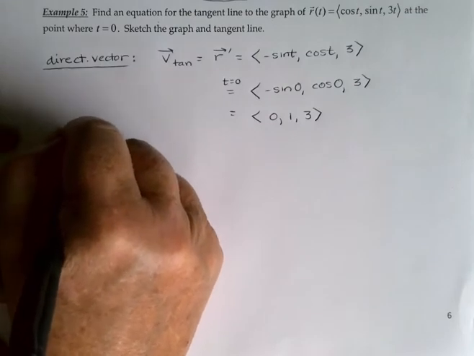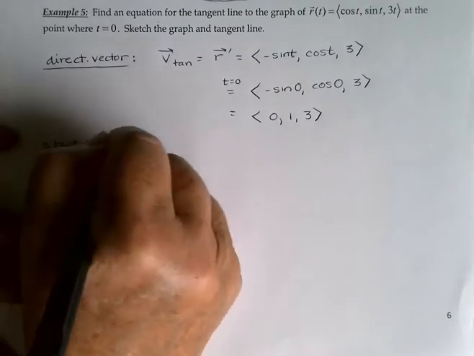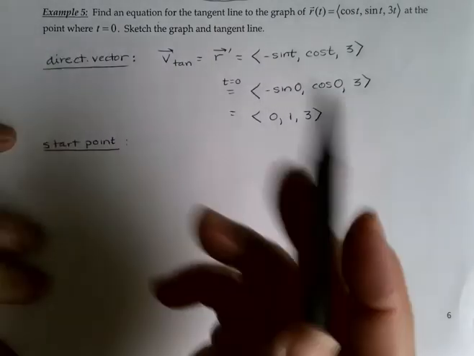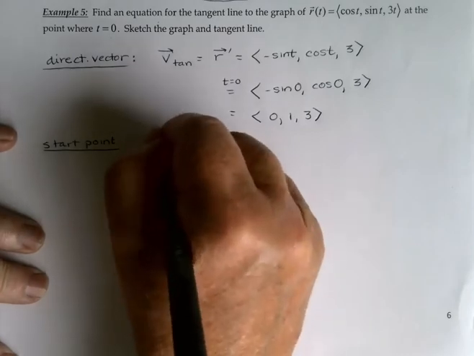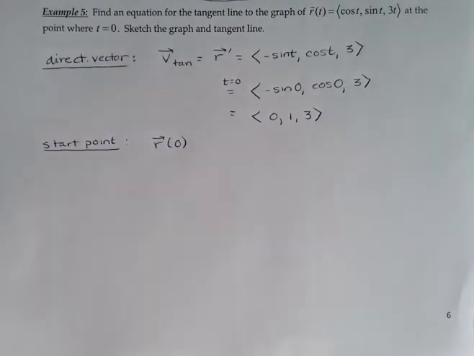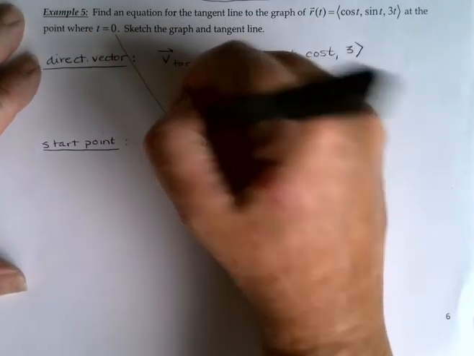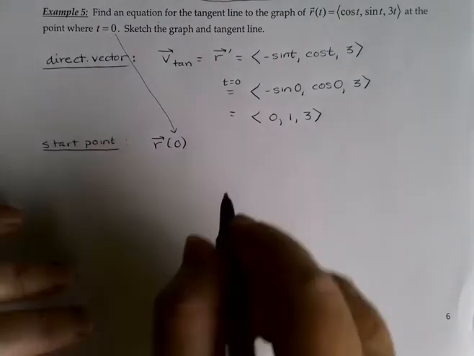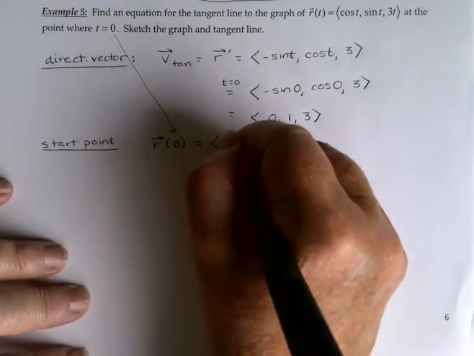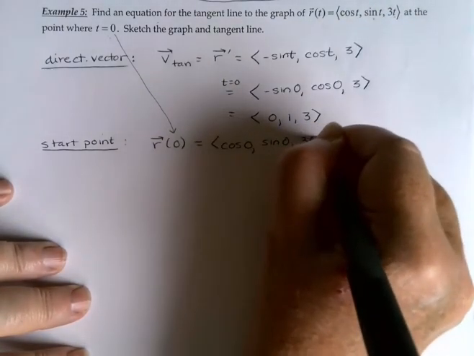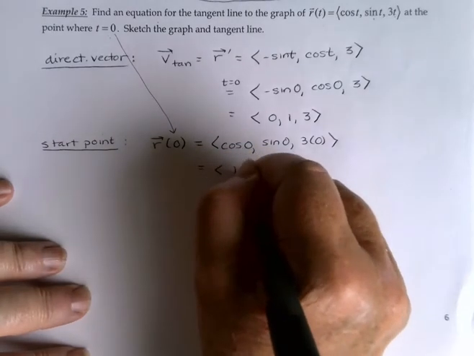I also need a starting point. And in this case, we happen to have been given t equals 0 as the point of tangency. So we'll go ahead and do r of 0. Again, just a reminder, we always use whatever the tangent point was. It happens to be 0 this time, but if it's a different t value, we don't put 0 in here. We put the point of tangency. So only 0 because that was the point of tangency in this case. So r of 0 would be cosine 0, sine 0, and 3 times 0, or 1, 0, 0.